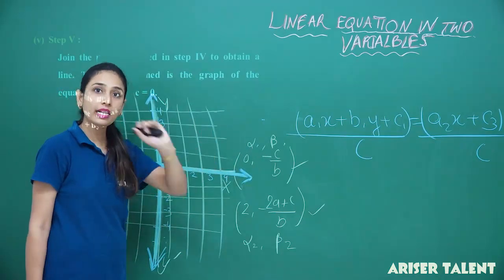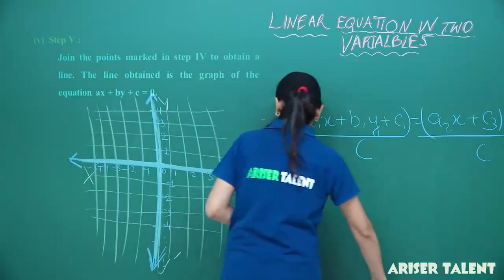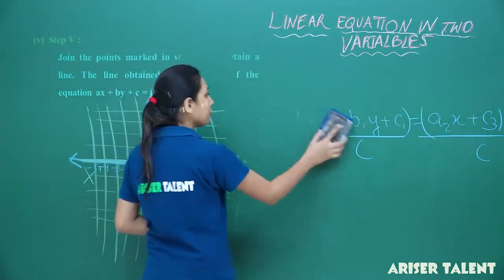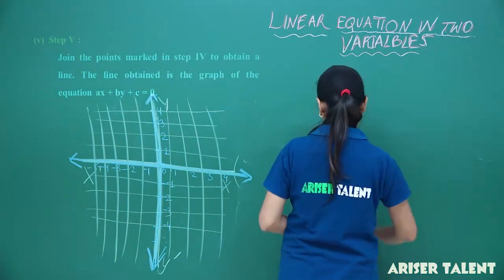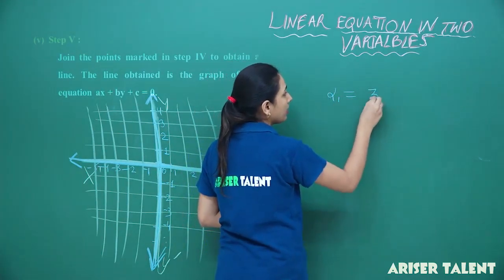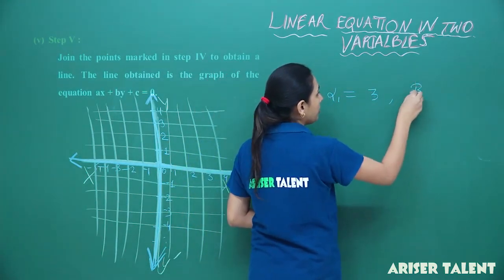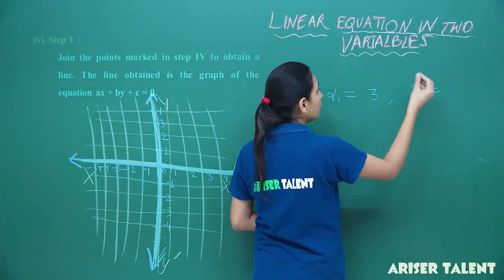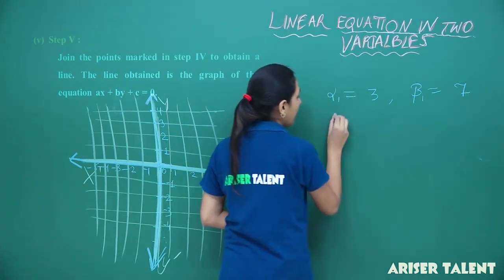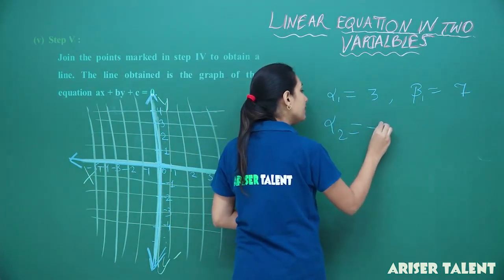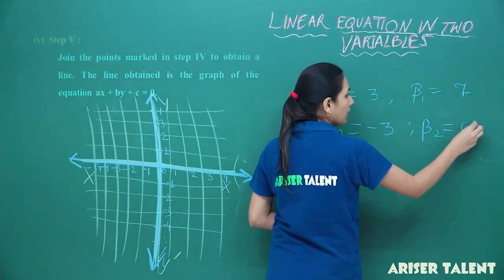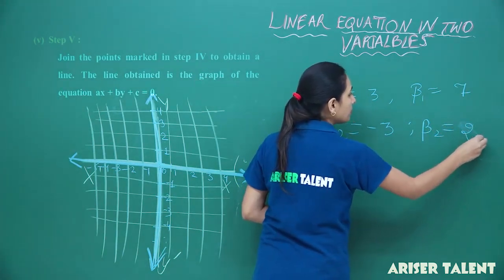Now, let's just suppose that from any equation we are having alpha 1 equals to 3 and beta 1 equals to 7, and alpha 2 equals to -3 and beta 2 equals to, let's suppose, 2.